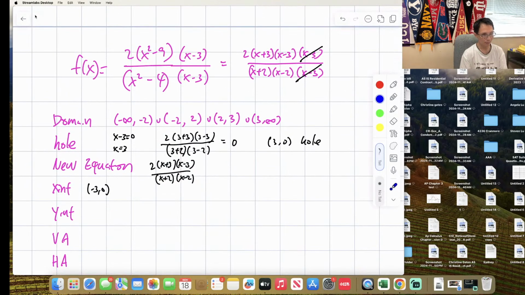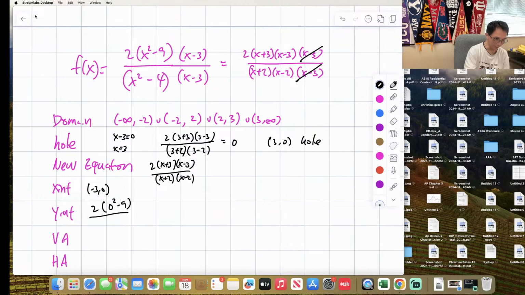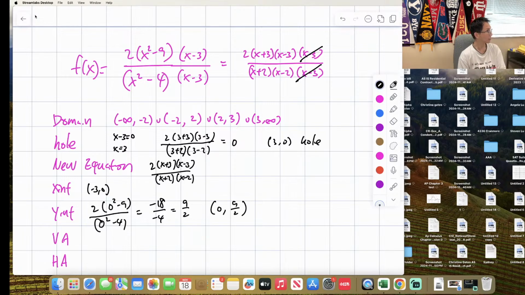Y-intercept. What do I do with the y-intercept? So it'd be 2 times 0 squared minus 9 over 0 squared minus 4, right? So that's going to give you negative 18 over negative 4. It's 9 over 2. So it'd be (0, 9 over 2), which is 4.5. Is that okay so far? Do you know how to find all this information?